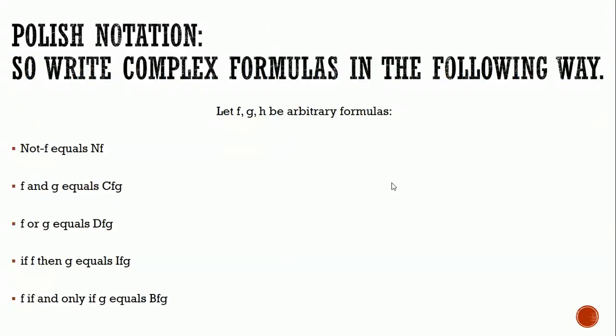All right, so in Polish notation, you write complex formulas in the following way. Let F, G, and H be arbitrary formulas. Not F equals capital N, lowercase f. F and G equals capital C, lowercase fg. F or G equals capital D, lowercase fg. If F, then G equals capital I, lowercase f, lowercase g. F, if and only if G equals capital B, fg.